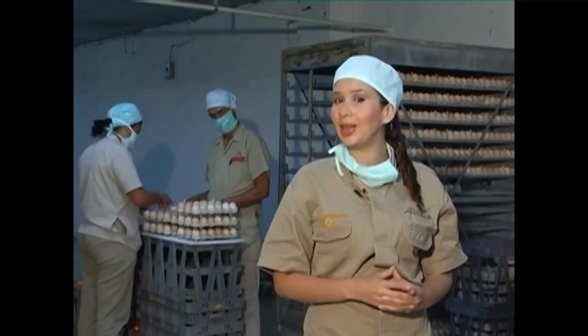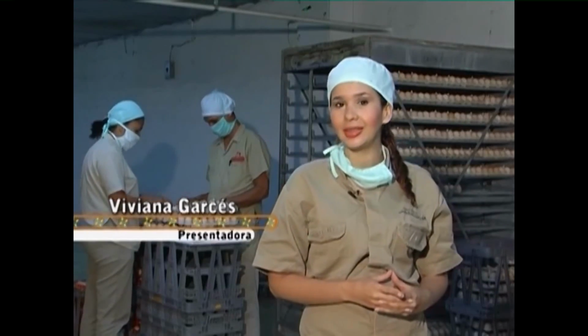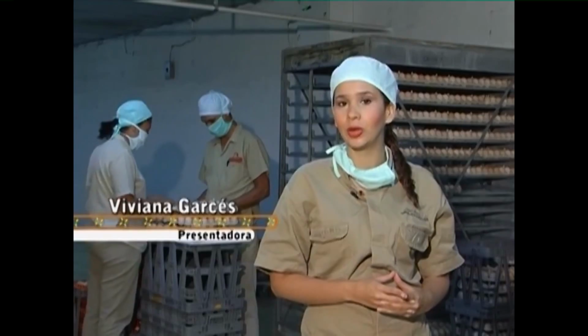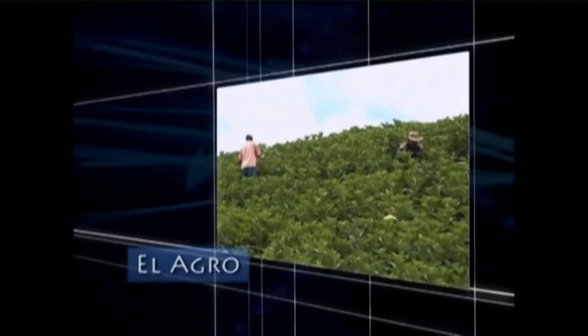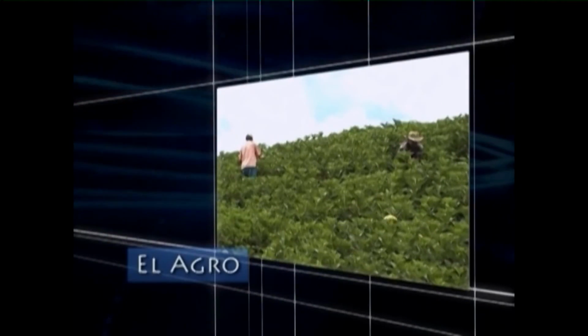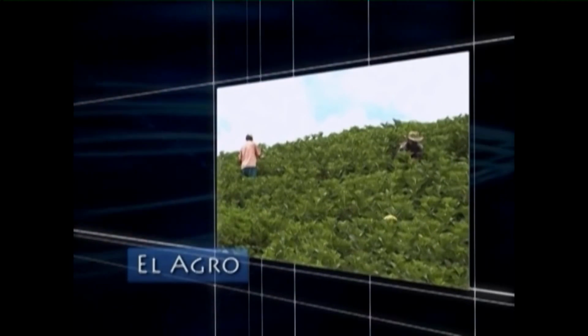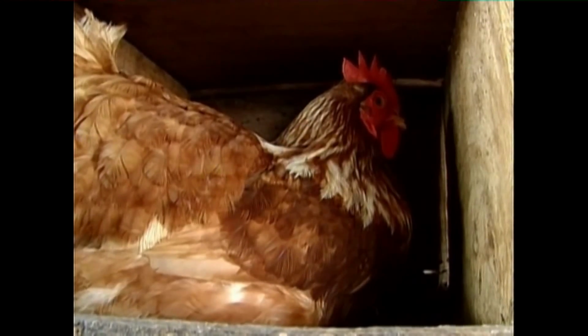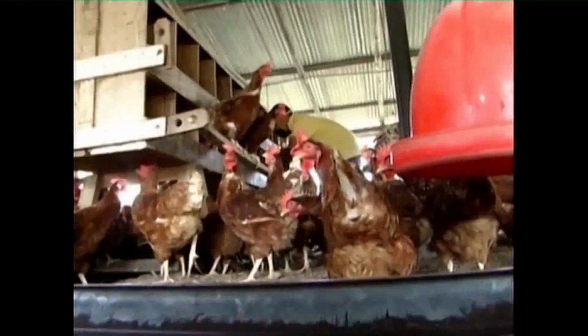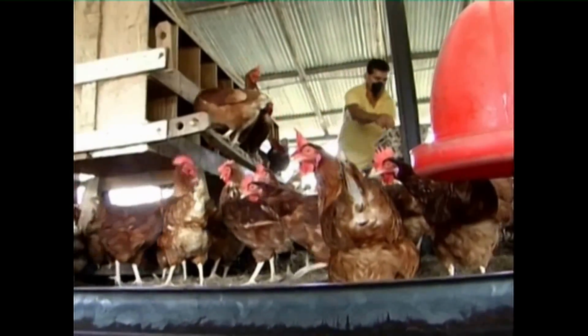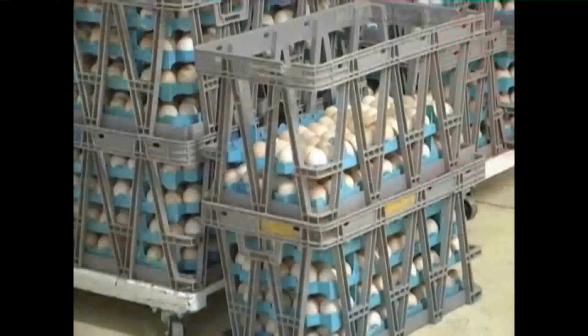The incubation process consists of a combination of physical environmental factors that affect egg production. Let's learn more about it. When the hen lays her eggs, they come out at a temperature of 40 degrees Celsius, which allows the embryo to begin developing.